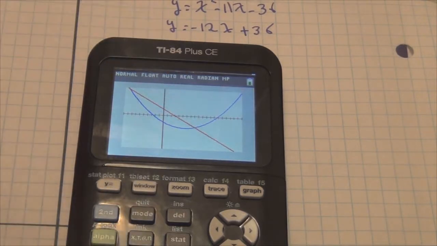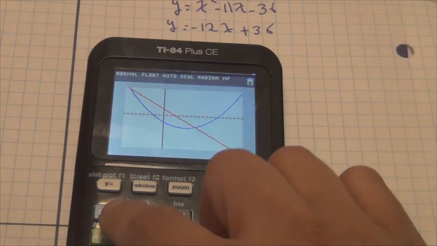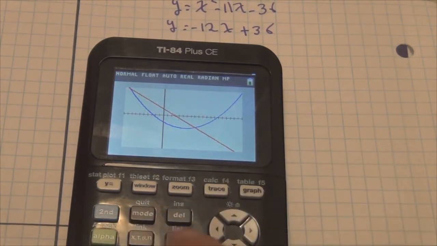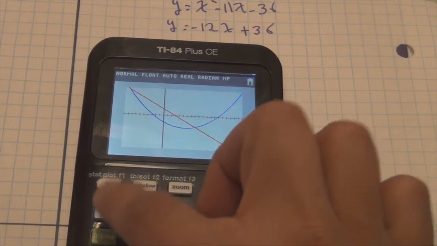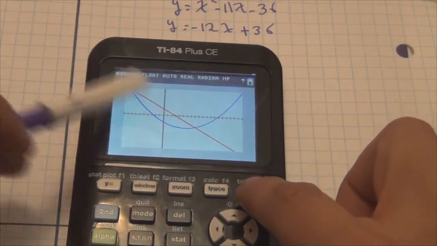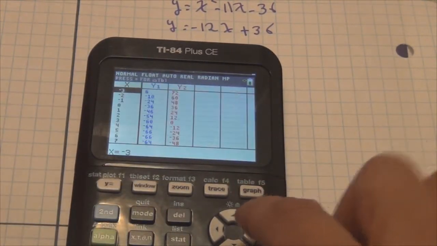Now we want to know where do they intersect. Well, there are two ways of doing that, but first let's graph them. So what do I know? I am going to first graph the parabola. Let's graph the parabola. So the blue one is the parabola, the red one is the straight line.